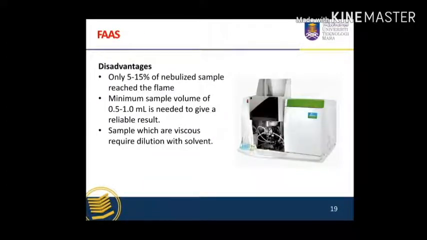Alright, so for flame atomic absorption spectroscopy, there are several disadvantages. For example, only 5 to 15% of the nebulized sample reaches the flame. And this instrument requires a large sample volume, 0.5 to 1 mL, to give a reliable result, compared to graphite, which only needs a very small amount. And samples which are viscous require dilution with solvent.